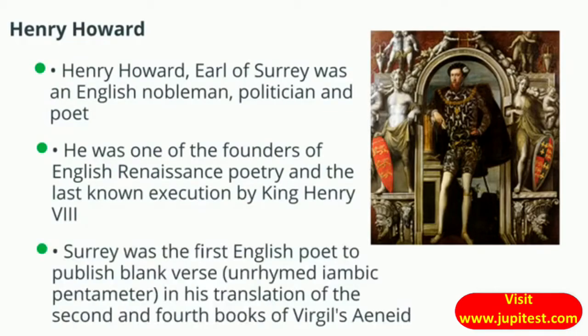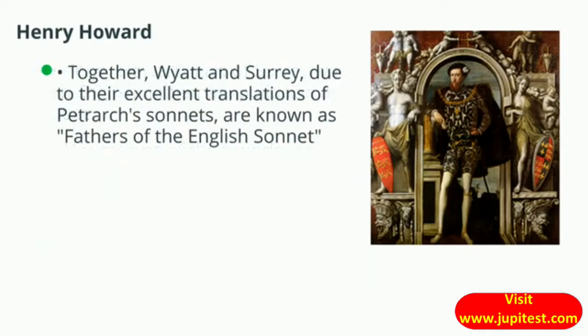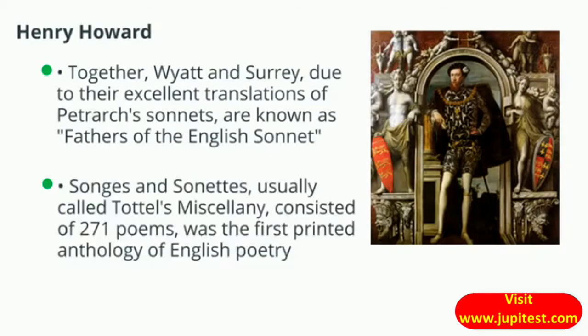Surrey was the first English poet to publish blank verse, unrhymed iambic pentameter, in his translation of the second and fourth books of Virgil's Aeneid. Together, Wyatt and Surrey, due to their excellent translations of Petrarch's sonnets, are known as fathers of the English sonnet. Songs and Sonnets, usually called Tottel's Miscellany, consisted of 271 poems, and was the first printed anthology of English poetry.